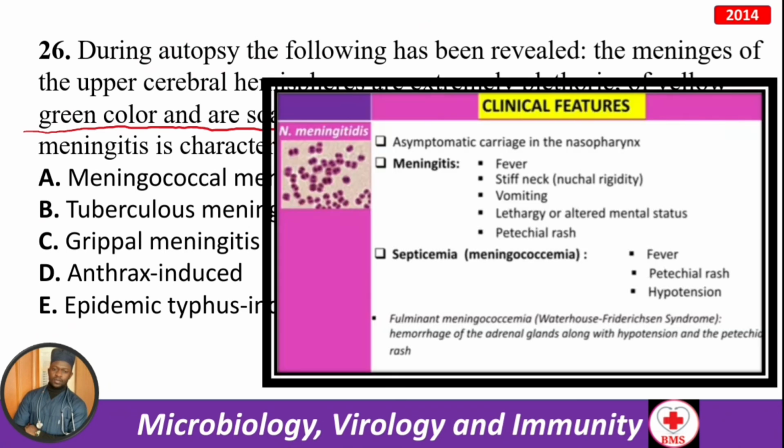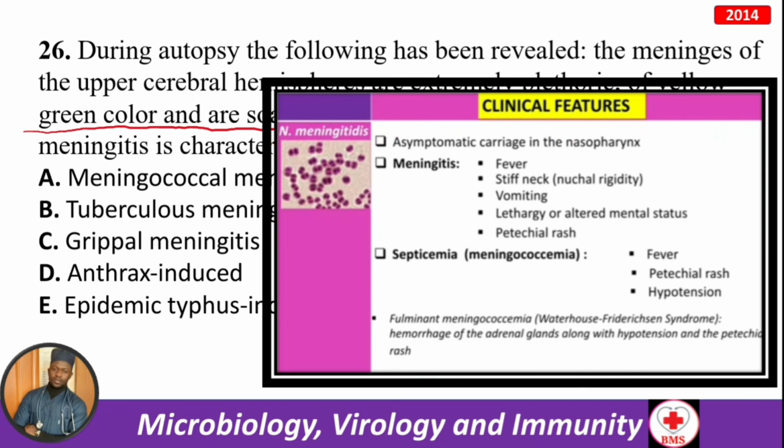So here I just took this one. This slide is about clinical features. The main features, firstly, it can be asymptomatic, because it's a part of normal flora in the nasopharynx. And then the disease is firstly meningitis. Meningitis will be characterized by fever, stiff neck, that's nuchal rigidity, vomiting, lethargy or altered mental status, and petechial rash.